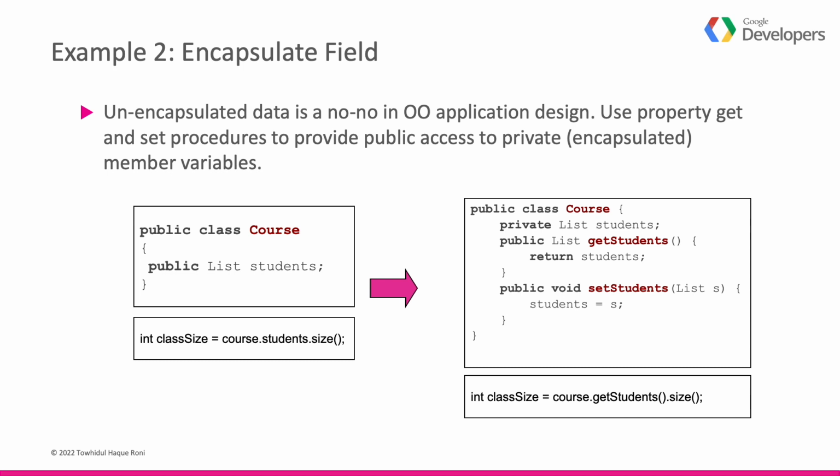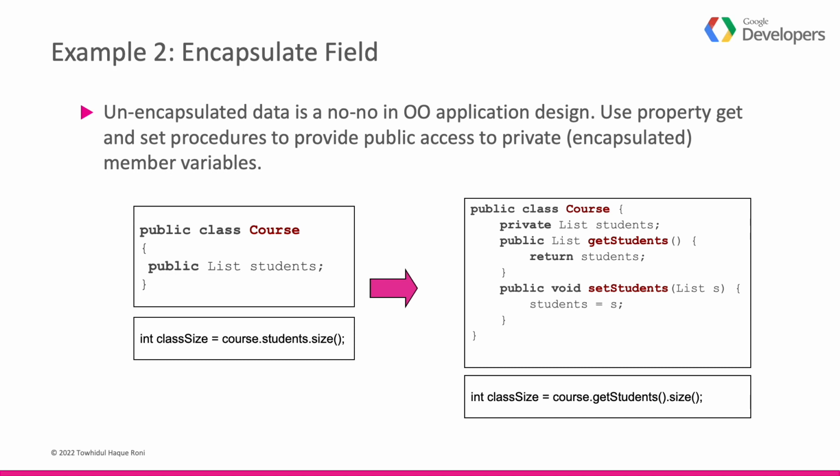By encapsulating the field and using getter and setter methods, we ensure that any access or modification to the student list goes through proper checks and controls. It gives us the flexibility to add validation or perform additional operations in the future without affecting the external code that interacts with the class.